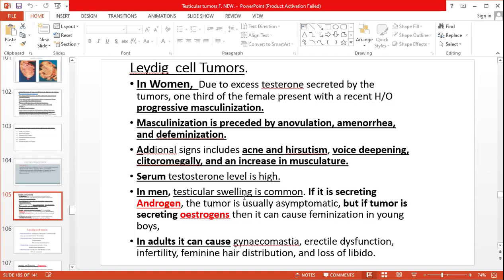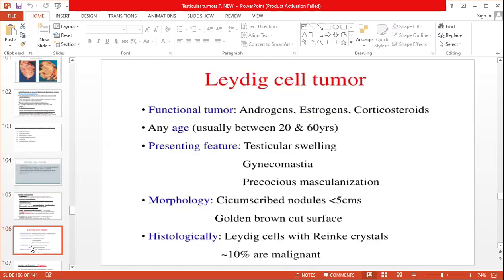In men, testicular swelling is common. If it is secreting androgens, the tumor is usually asymptomatic, and if the tumor secretes estrogen, then it causes feminization in boys. In adults, it can cause gynecomastia, erectile dysfunction, infertility, feminine hair distribution, and loss of libido.